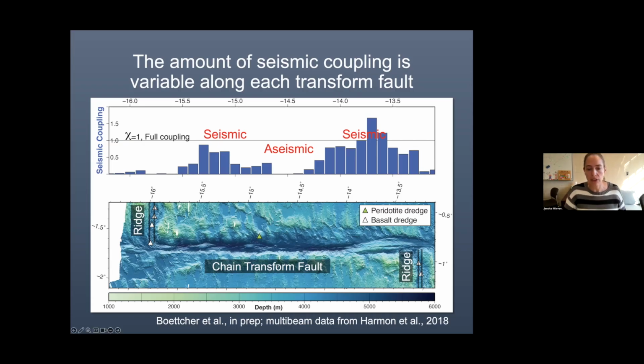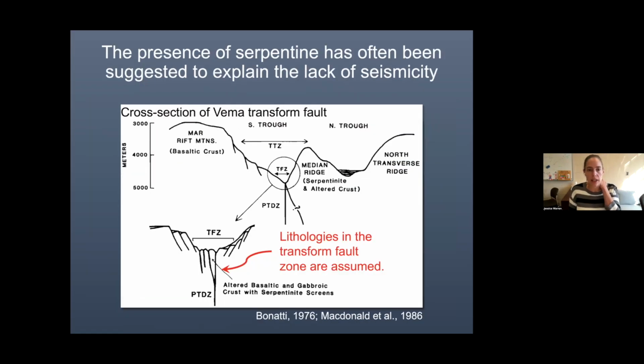This figure I put together is from when we wrote the proposal, to emphasize that if we want to understand what's going on in these faults, we need to get samples from the fault itself. The only sampling that had been done in the case of this one is dredging done in the late 60s. This was one of the reasons we were very interested in Chain.